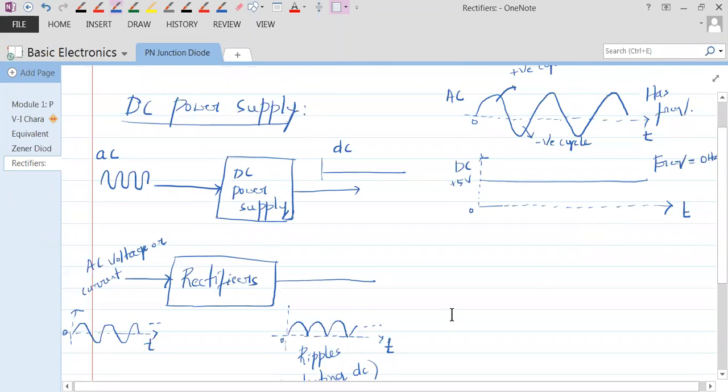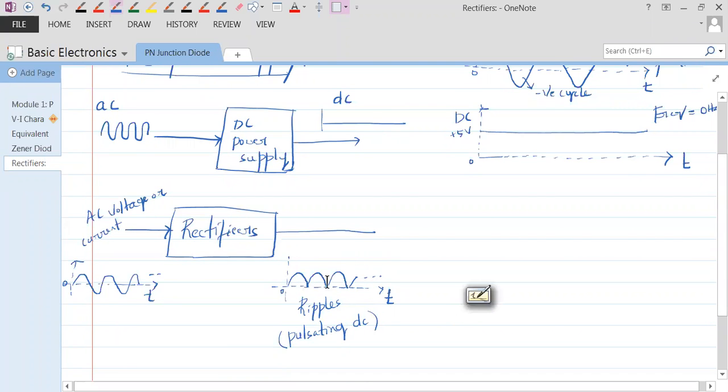But what's happening? The output of rectifier is giving me this. It just removed the negative cycles and made all the cycles come as positive cycles. Okay, and these cycles are being referred to as the ripples. It is not pure, it's not a line, it's ripple which is present there. That's why the output of rectifier is called pulsating DC.